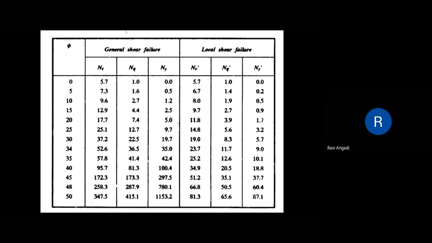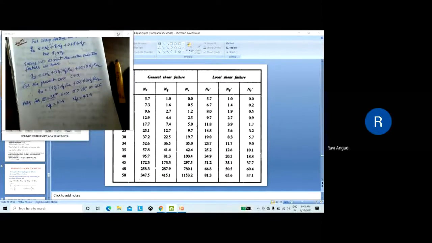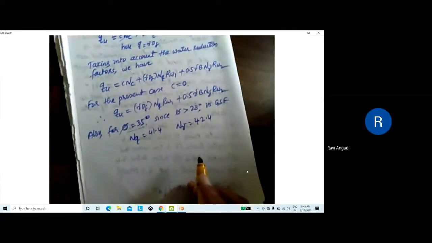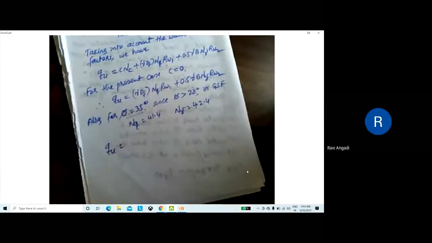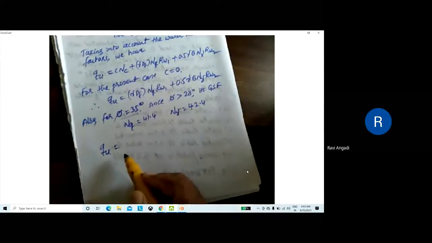You can take a Xerox of this and keep it with you. This is very important from your examination point of view. If given, you take it; otherwise, you have to remember this chart. Then, after taking these values, what is the answer you get? Because Rw1 and Rw2 are yet to be calculated, only substitute these two values and keep qu in terms of Rw1 and Rw2. Tell me, what do you get?